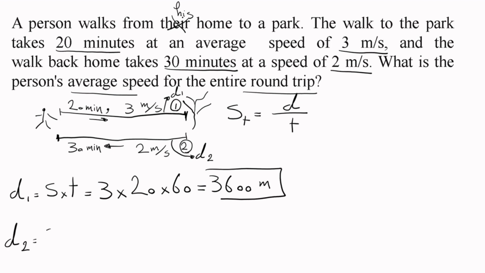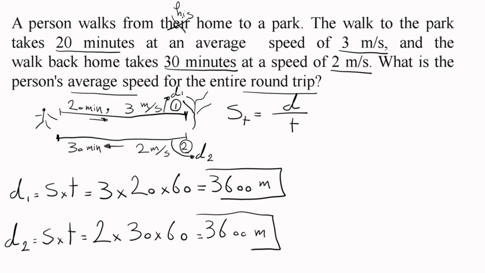D2 again is equal to S, average speed, times T. Do I have S? Yes. 2. What about T? It is 30 minutes. Again, I must convert it to seconds. So 30 times 60. 2 times 3 will be 6. 6 times 6 will be 36, and 3600 meters. And it's really obvious because this person goes to the park and the route is the same.